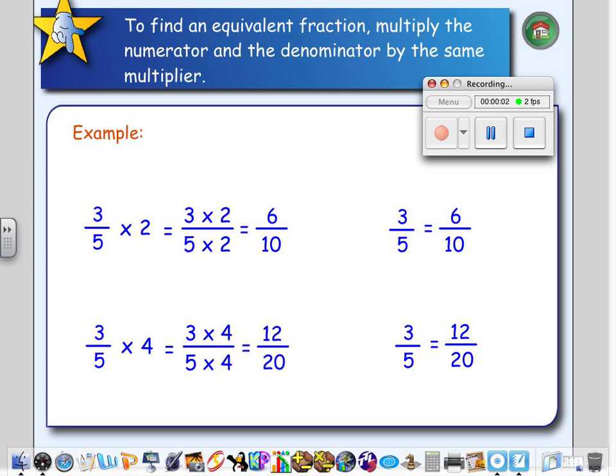Okay, yesterday we focused on equivalent fractions and we just started using pictures. Today we're going to find an equivalent fraction by multiplying the numerator and the denominator by the same multiplier. What I mean by multiplier is the number that we're multiplying by. Okay? So take 3/5, and I started this in class today, showing them how to figure out equivalent fractions.